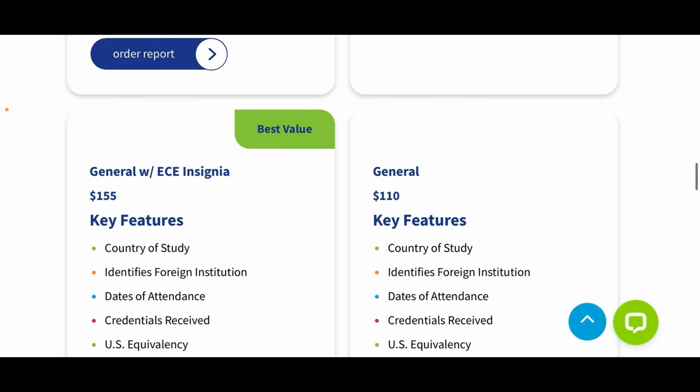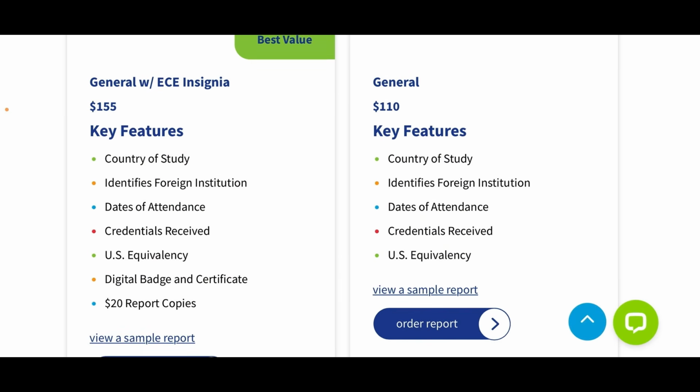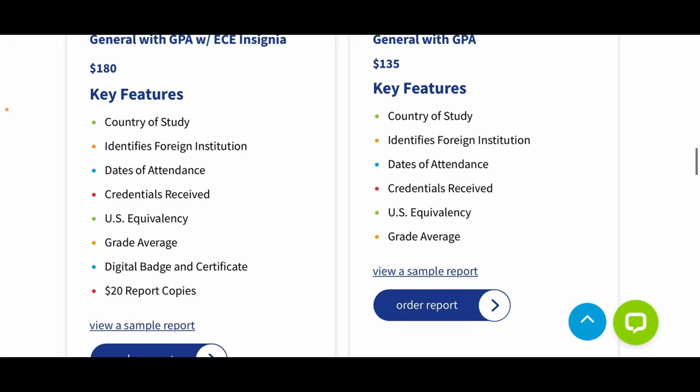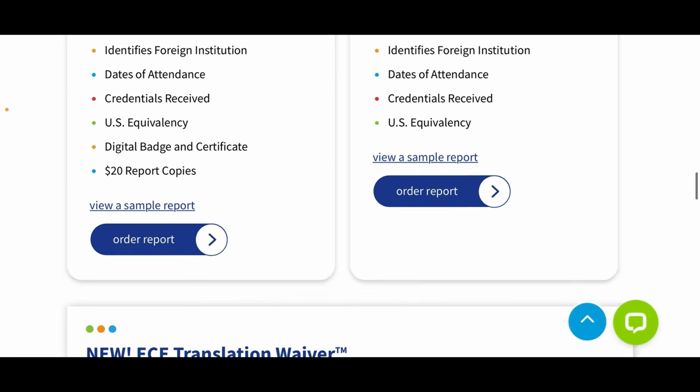All right, let's look at the other ones down here. You have general with ECE insignia and general without the insignia. So you don't get the digital badge and certificate, and you get $20 per report copies with the insignia and $30 with the general. Also, this does not give you enough information for a school to decide whether or not they can accept you. This only shows you the country of attendance, identify your foreign institution, date of attendance, credential received, and US equivalency. These would be good for people trying to do something else, which is not trying to get into schools in the US.